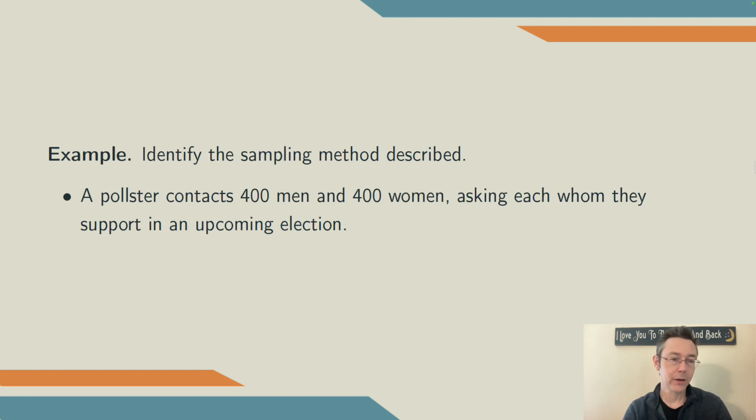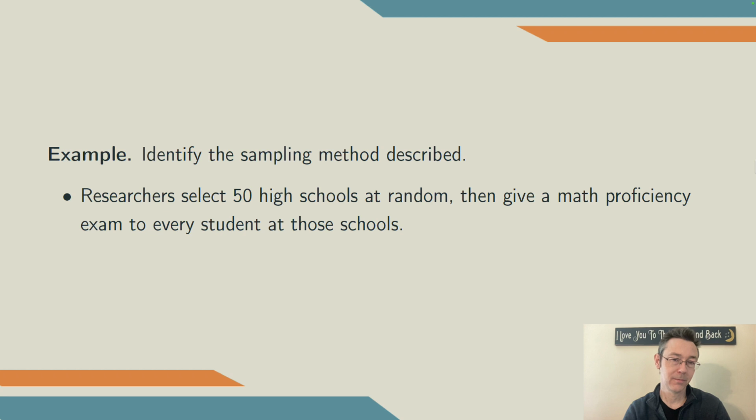Number 1, a pollster contacts 400 men and 400 women, asking each whom they support in an upcoming election. So this is a stratified sample. We have divided the population into 2 groups, men and women, and then taken a random sample from each.